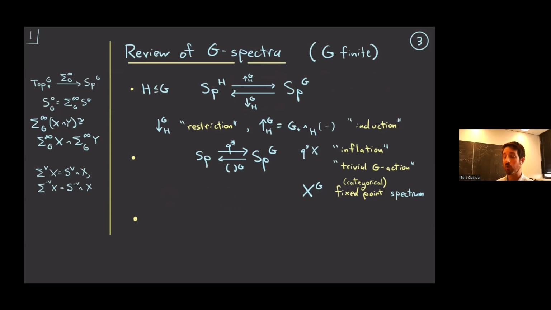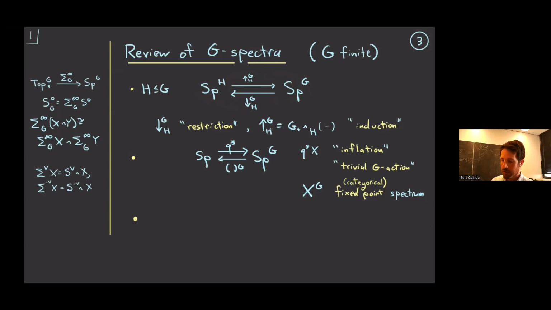So that's something that we're not used to in the world of spaces. In the world of spaces, the adjunction goes this way: induction is the left adjoint, and restriction is the right adjoint. But in the world of spectra, it's in fact both left and right. We'll see this occurring several times in various guises.